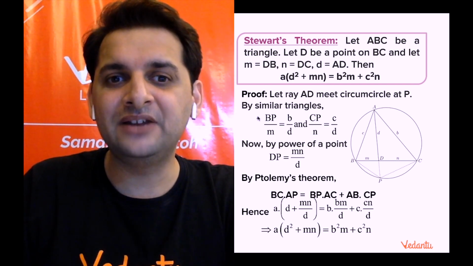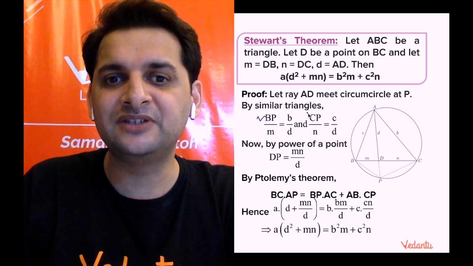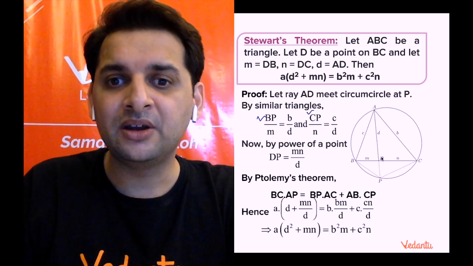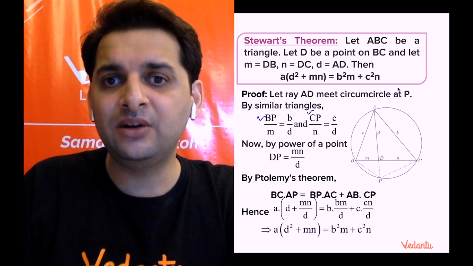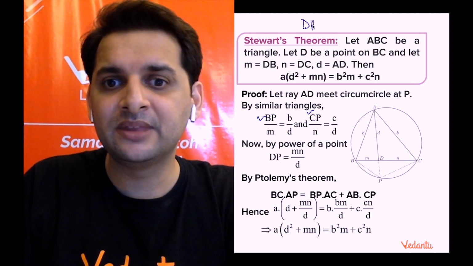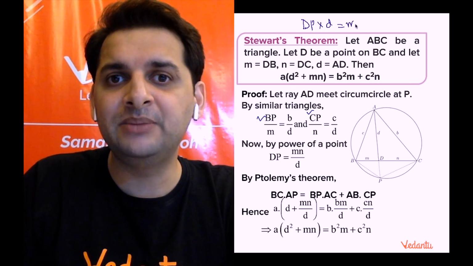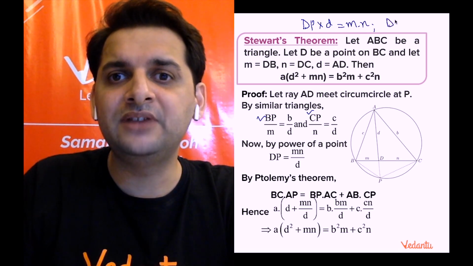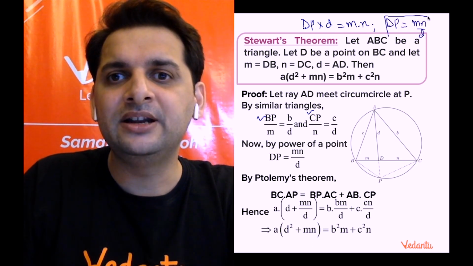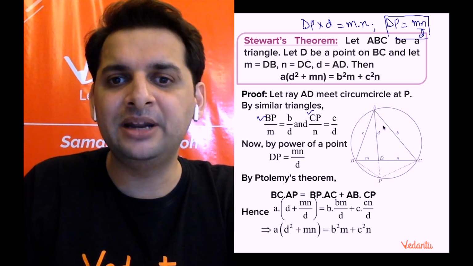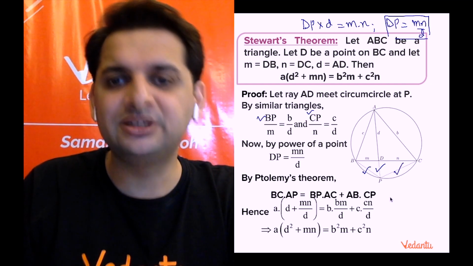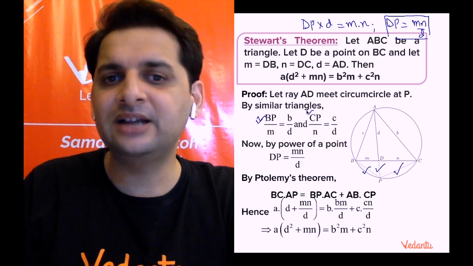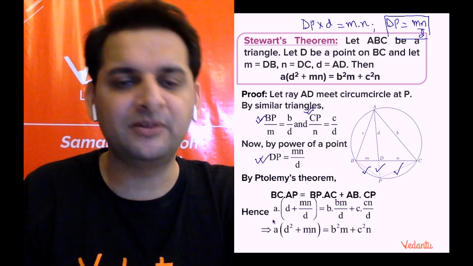So we have the value of BP with us, we have the value of CP with us, and also, since these two chords intersect, can I also say that DP into D is equal to m into n? So I also know the value of DP. So DP would be mn upon D. So I know DP, I know BP, I know CP. So BP came from here, CP came from here, DP also came by power of a point.